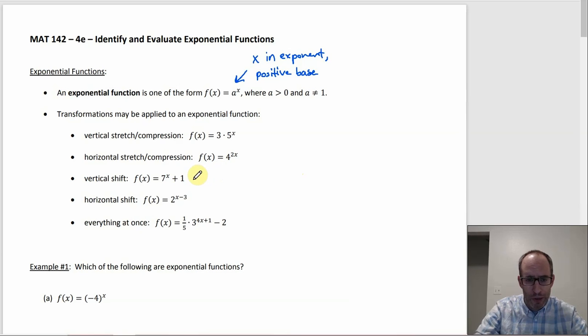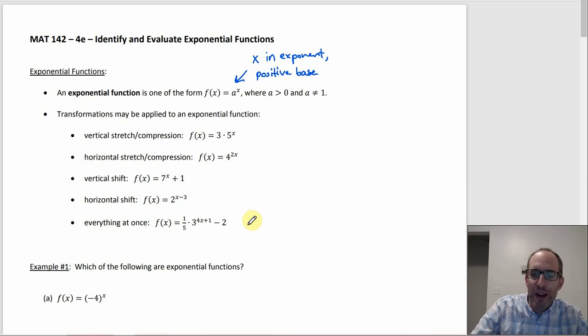But then these other ones, the vertical shift, that's where we just have a number added or subtracted at the end, just like before. Just like with a parabola, if you had x squared plus 2, then that plus 2 at the end was the vertical shift up 2. It's the same idea here. That plus 1 is just a vertical shift up 1 of what the graph of 7 to the power of x looks like. Horizontal shift, just like before with the parabolas, when you replace x with x minus something, that's a shift to the right. And if you replace x with an x plus something, that's a shift to the left. So where there's the x minus 3 in the exponent, that's actually a shift to the right of 3 units.